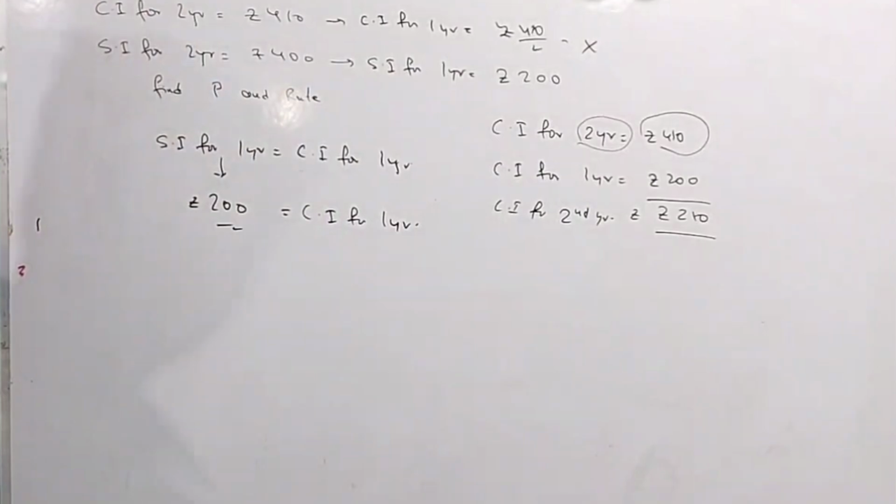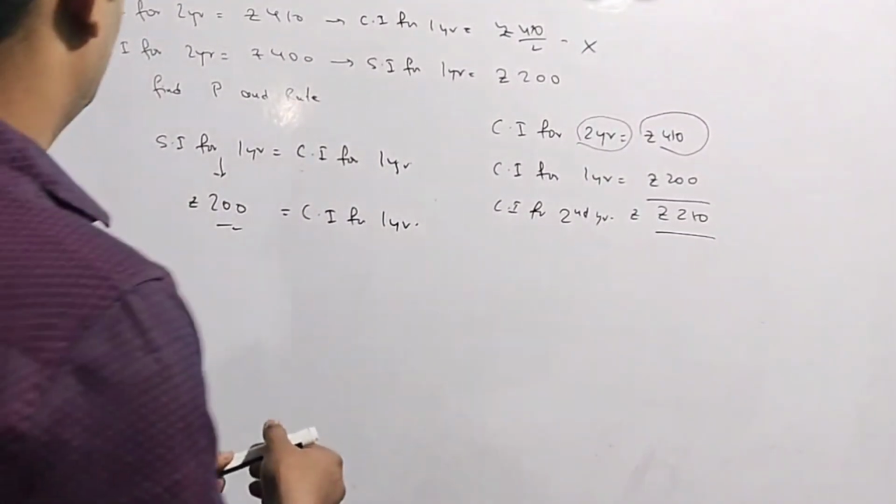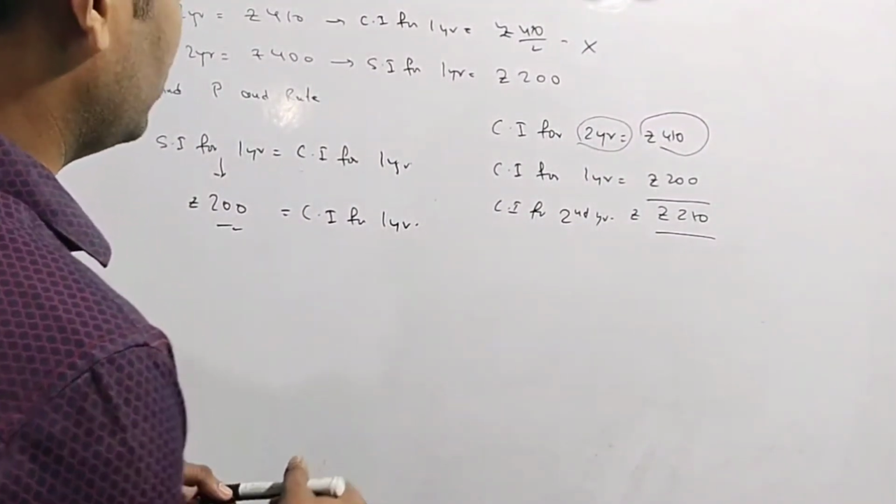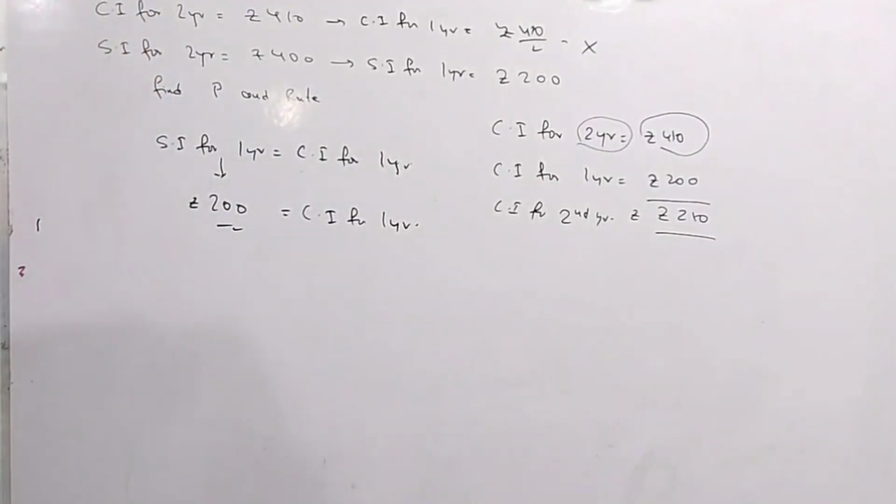Now, 210 we got for the second year, and 200 for the first year. So compound interest for the second year is 210. Now what is the difference?